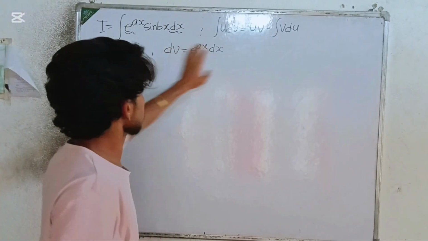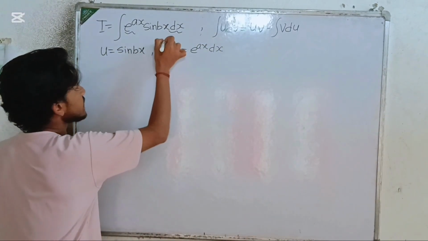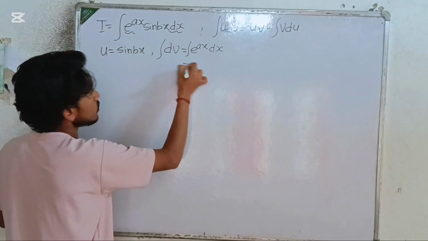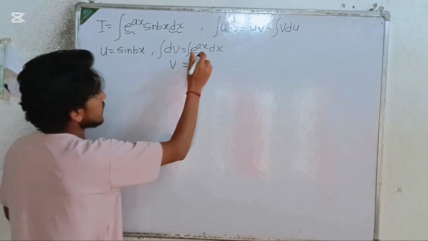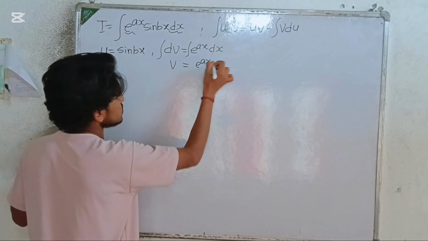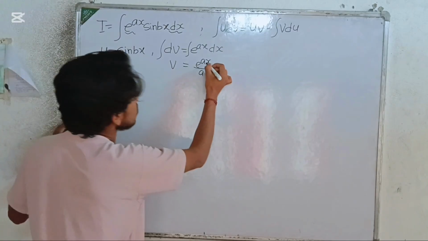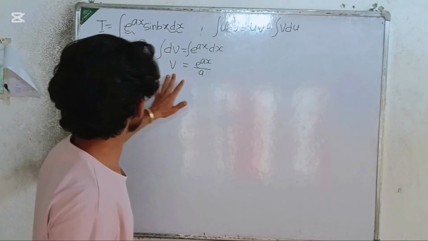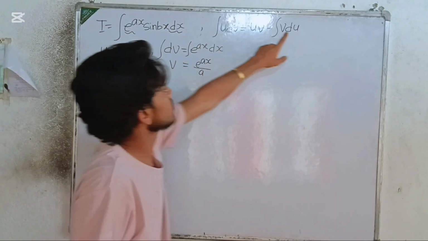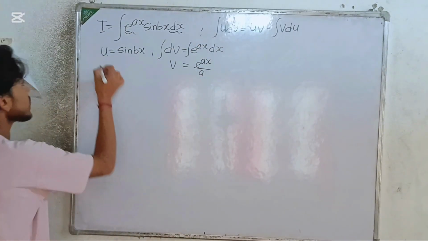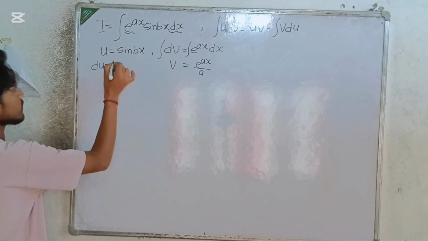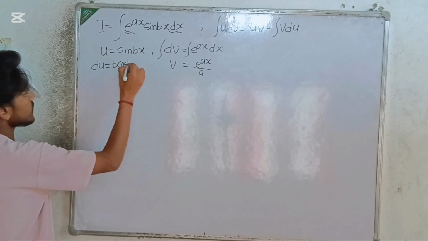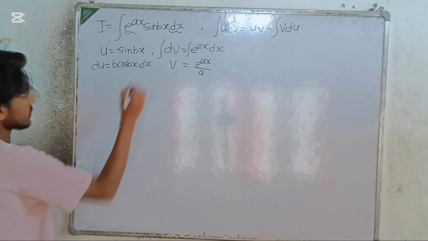I have u here, but in order to calculate v, I have to integrate dv. Integrating, I get v equal to e to the ax by a. Whatever is the coefficient of x comes under the denominator of the same function. Lastly I have to calculate du, which is b cosine of bx dx.